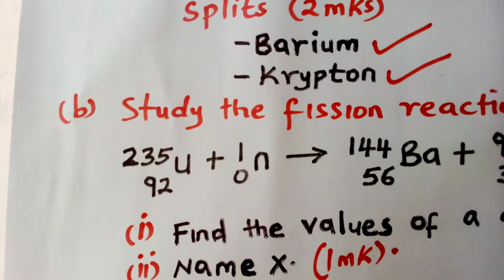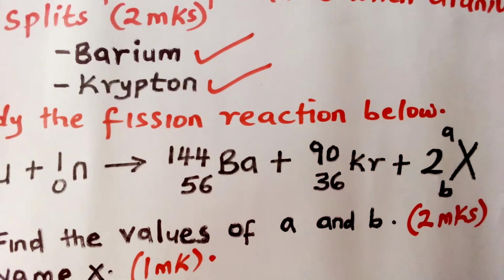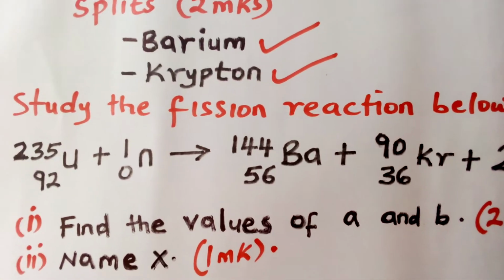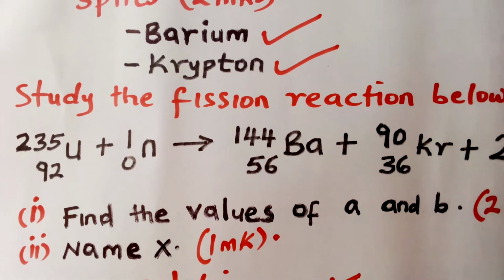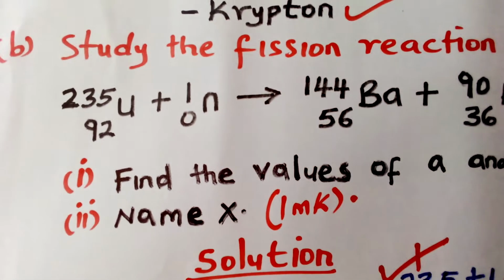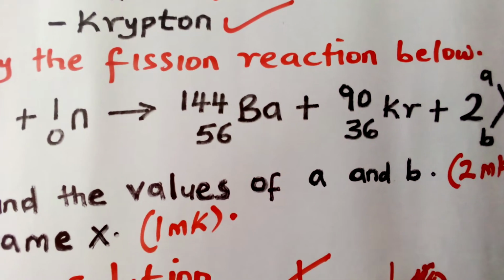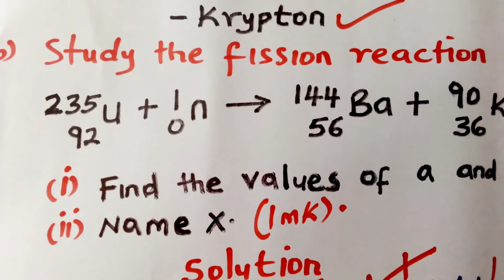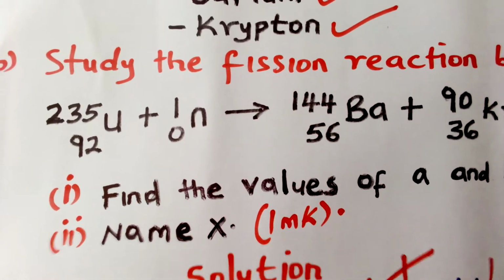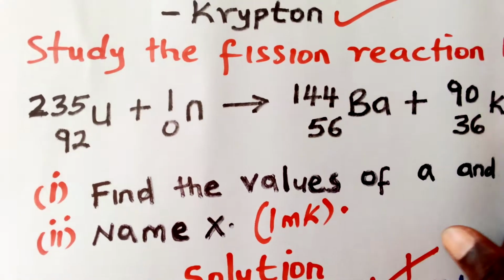The second one says, study the fission reaction below. So there is an equation below. You are supposed to study it carefully, and after that, you can answer the following questions. First, find the values of A and B. And then the last one is to name X. So let's first study the equation. Here is the equation the examiner is talking about.